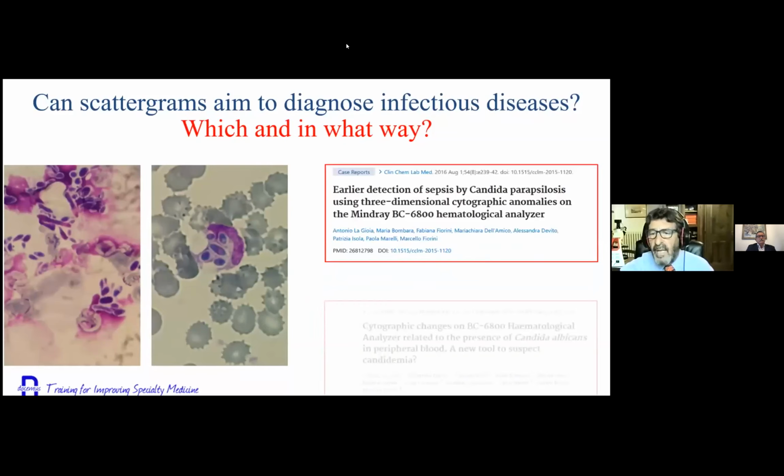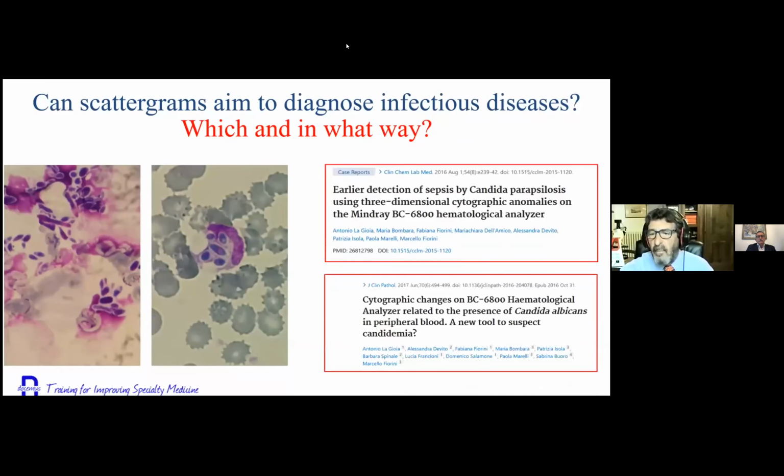The first one is a case report concerning Candida parapsilosis, and another one. And as for the second one, we added Candida albicans standardized in terms of CFU per liter in normal blood specimens, and then we used these blood samples at time 0, namely after the addition of a suspension of Candida, at standardized intervals of time.